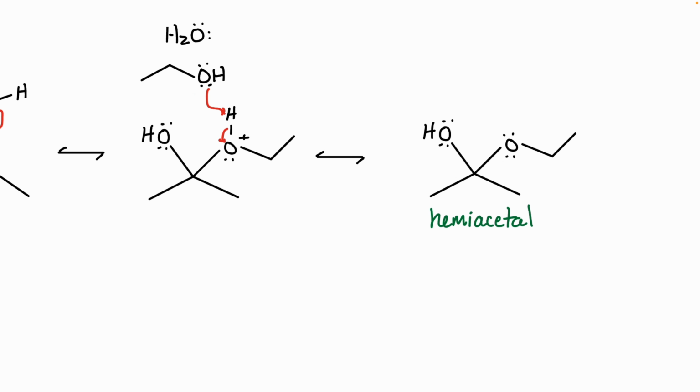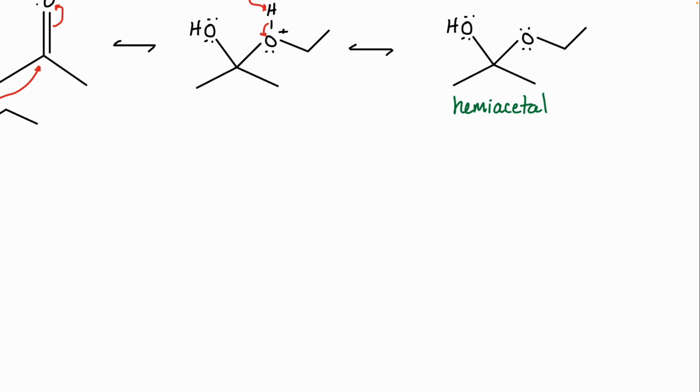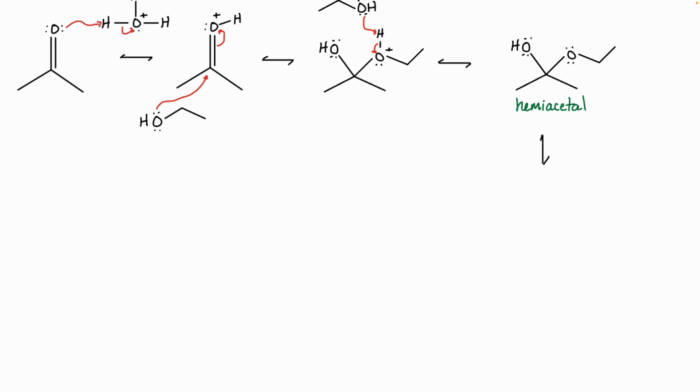But because we have these acidic conditions, this reaction does not stop here. So this is the intermediate that we form, but we're going to keep going. We have more steps to get to our actual acetal product. I'm going to tell you that not the very next intermediate, but the one after that looks like so.